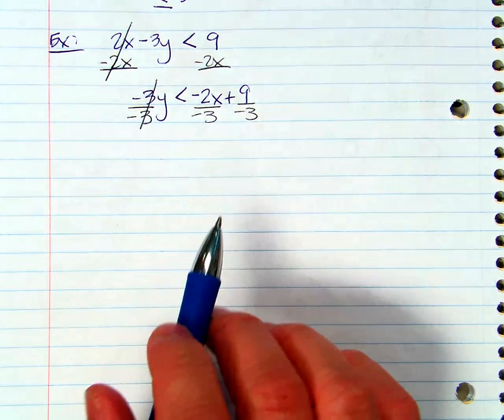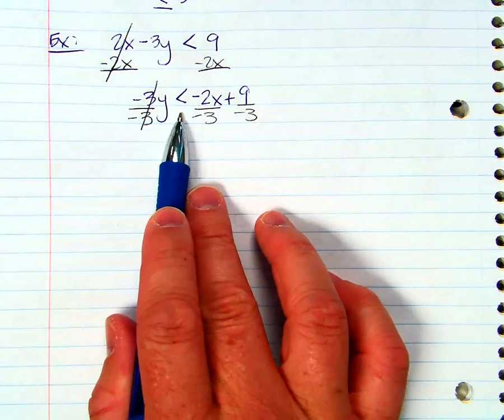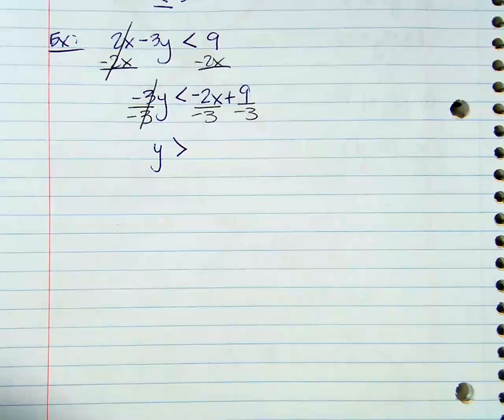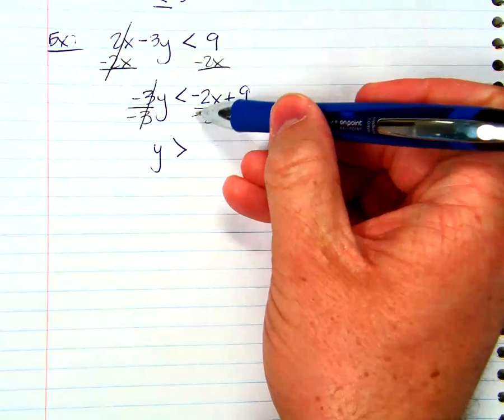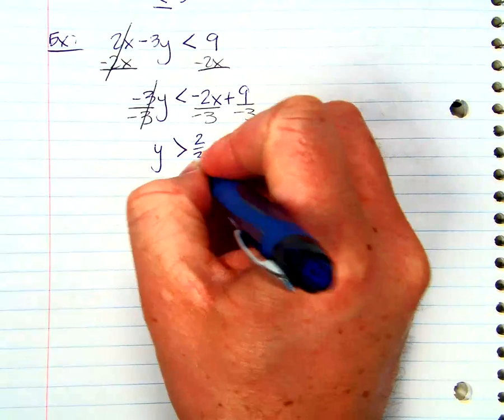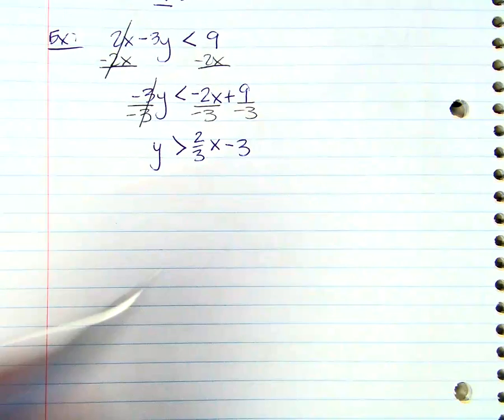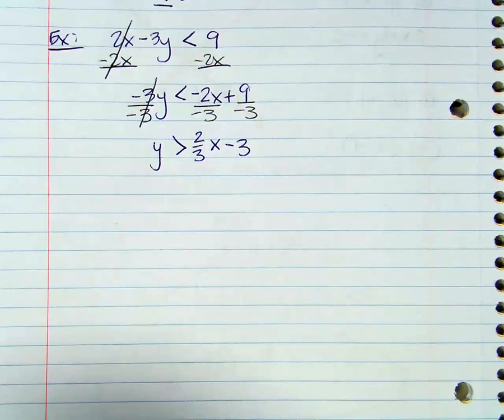Panaro? You flip the sign in the middle here. So this goes from being less than to all of a sudden greater than. Negative divided by negative makes a positive 2/3 x. 9 divided by negative 3 is a negative 3. This is what we can now graph.